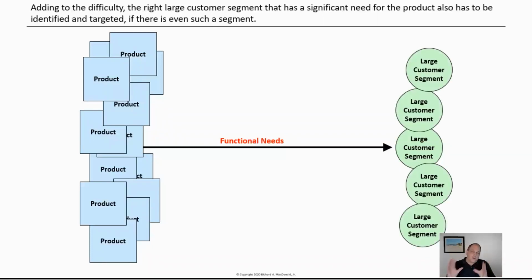But adding to the difficulty, I could be creating a product and targeting it to one large customer segment that may not have a need for that particular product. So I actually have to pay attention to what customer segment I'm chasing. So I have three variables going on here. I have the product variable. I have the functional need that I'm addressing coming off the product. And then I have the large customer segment. So wow, that's a lot of moving parts. And hence why product market fit is so challenging and why VCs are so interested in examining, do you have product market fit yet?